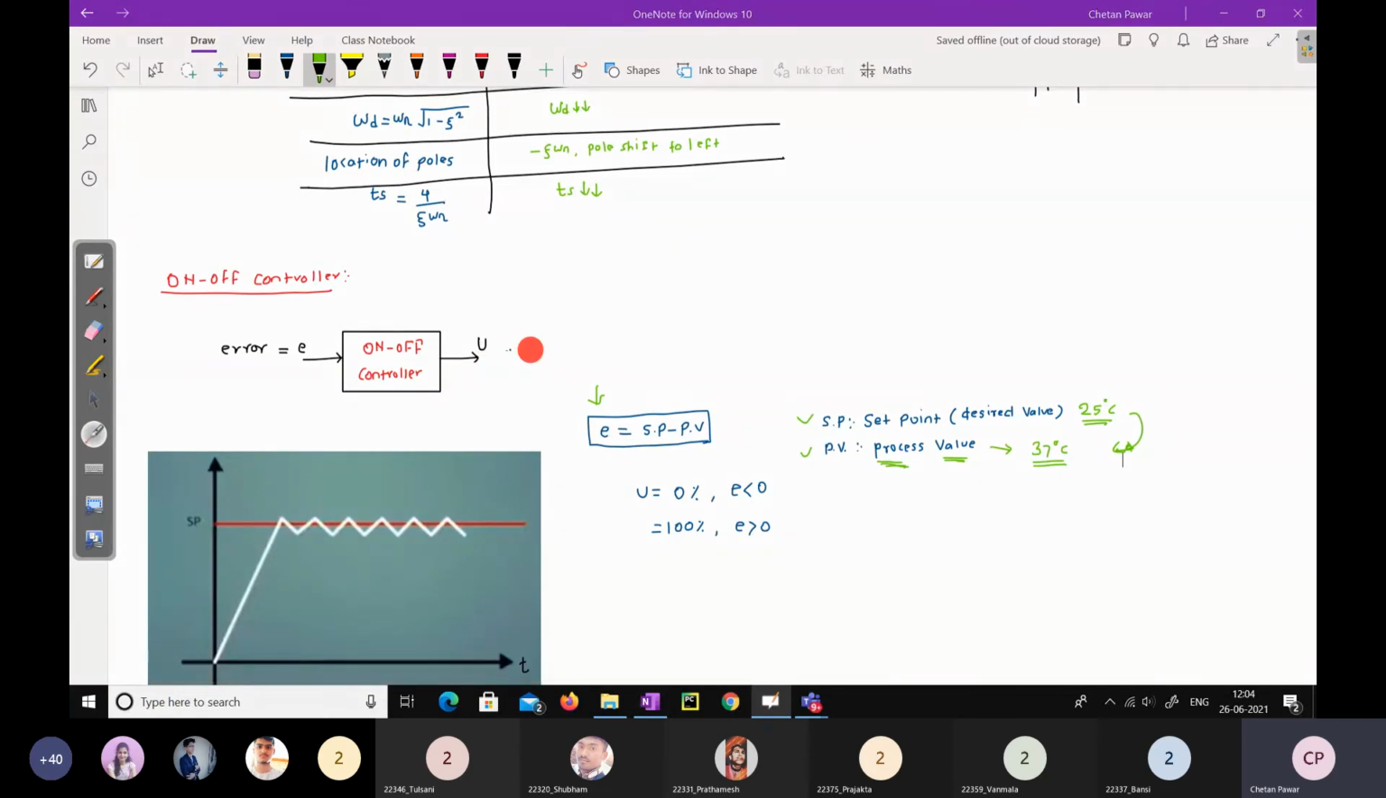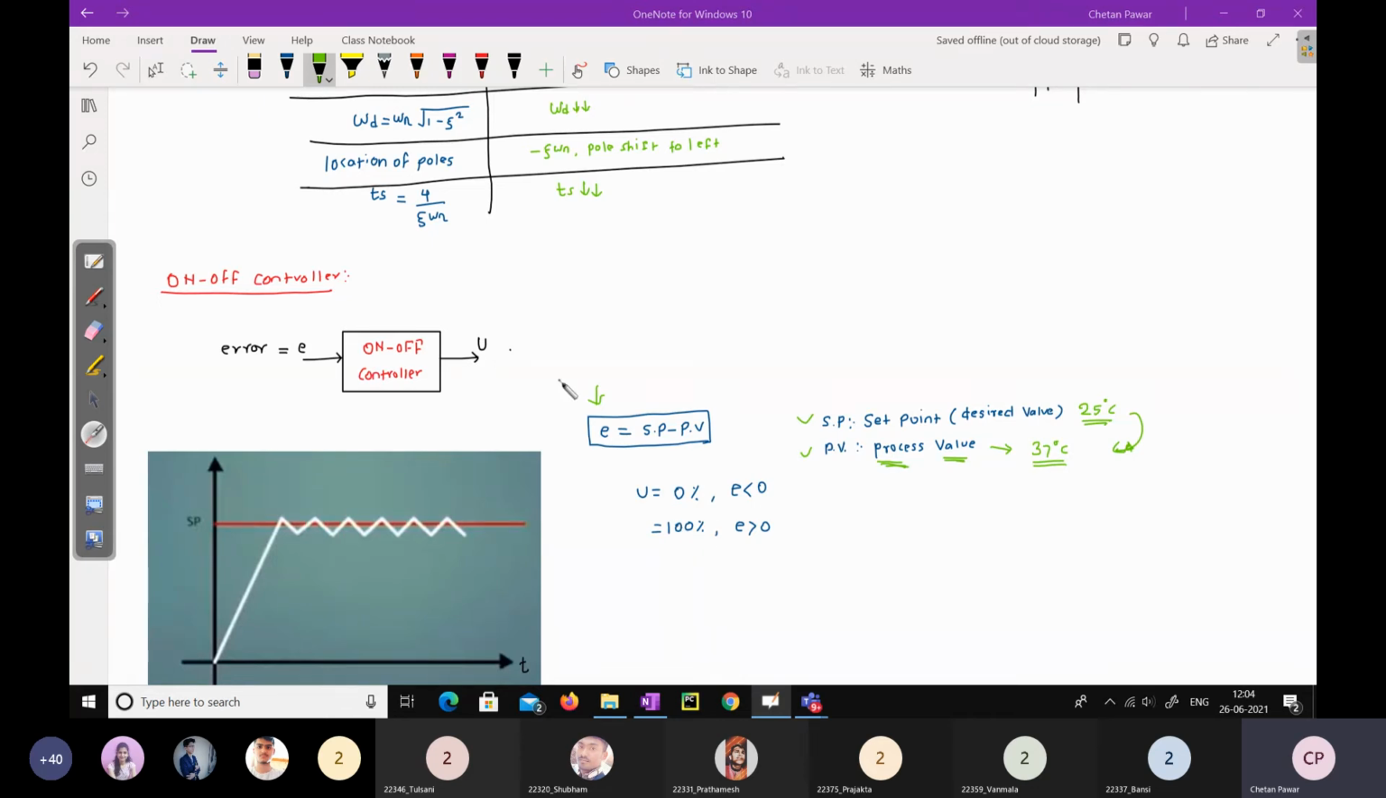Now, how will the output be decided? Here you can see, if the error is less than 0, this is only an example I have given, don't consider it as a rule. If the error is less than 0, the controller output will be 0%. I mean, in that condition, for that particular input, this controller will be off. And when the error is greater than 0, it will give you 100% output, meaning the controller will be on.